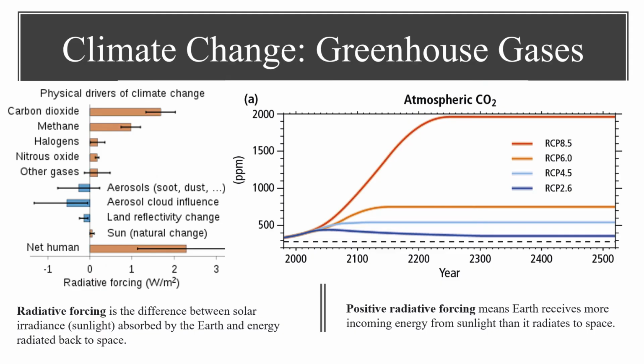As I mentioned, the radiative forcing. Carbon dioxide and methane are all positive radiative forcing. On the other hand, aerosol cloud and aerosol soot and dust are all negative radiative forcing. So what do negative and positive radiative forcing mean? Positive radiative forcing means Earth receives more incoming energy from sunlight than it radiates to space. Negative is vice versa.